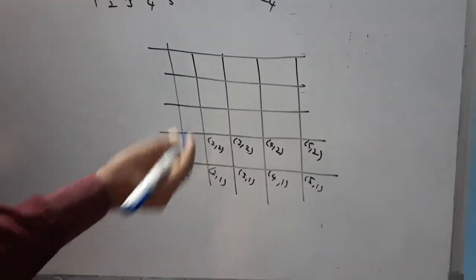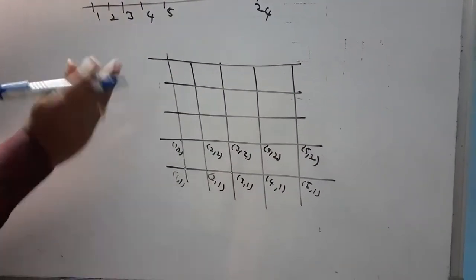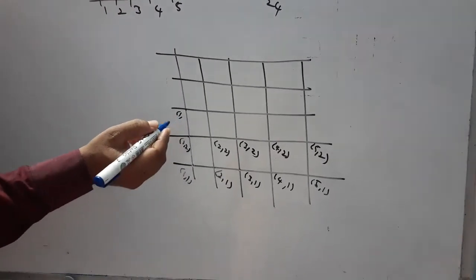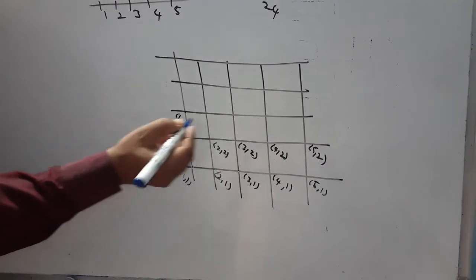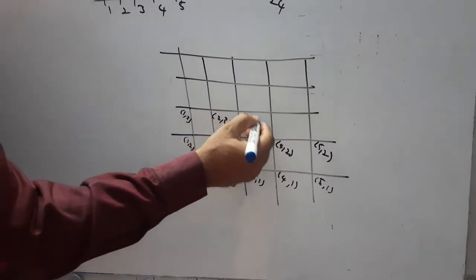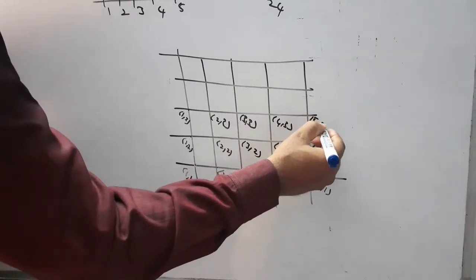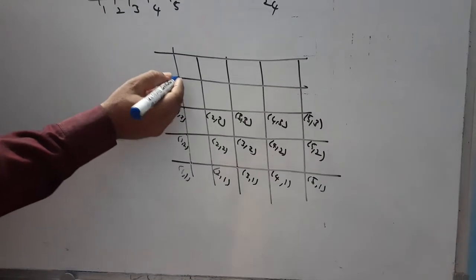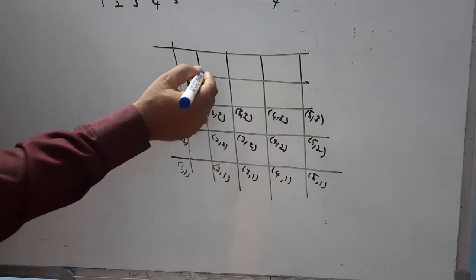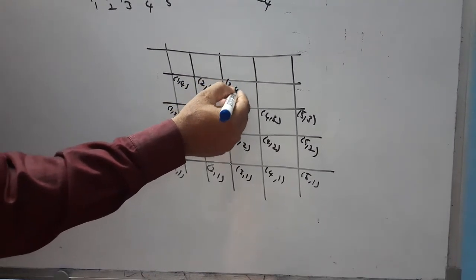Here it is the first column and third row. So we can name it 1, 3. It is 2, 3. It is 3, 3. It is 4, 3. It is 5, 3. Here it is 1, 4, then 2, 4, 3, 4.